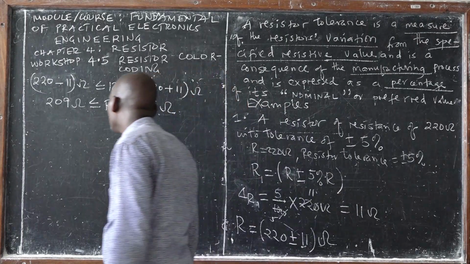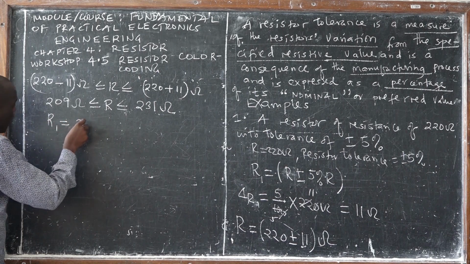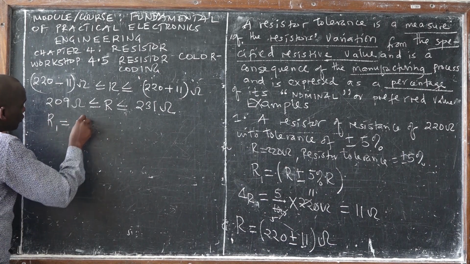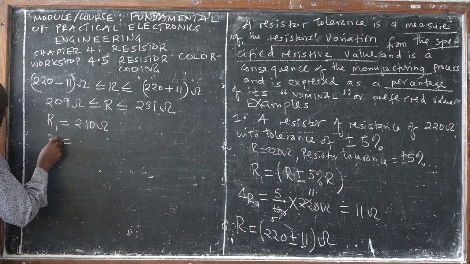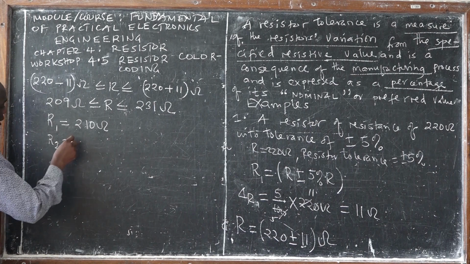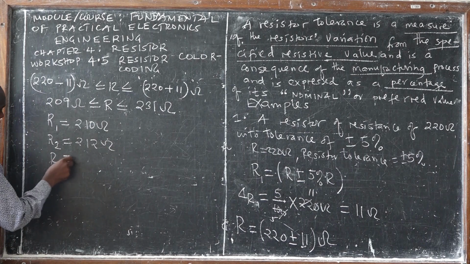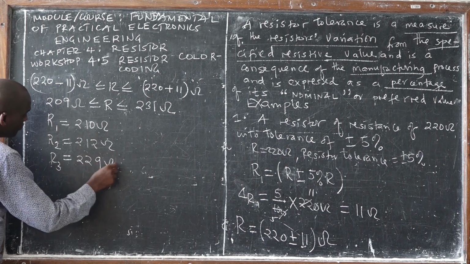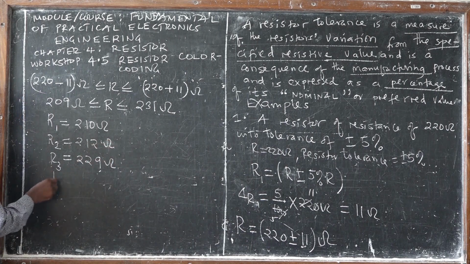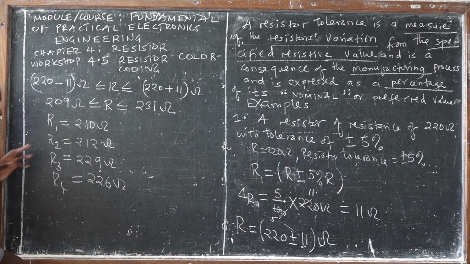Stop writing and watch. If Reuben measured the resistance of this resistor and found it is 210 ohm, and Fatuma measured the resistance of the same resistor and her measurement is 212 ohm, then Farid measured it and found 229 ohm, and then Good Luck did the measurement, R4 for instance, and his measurement is 226 ohm. Then the question comes, who is correct?